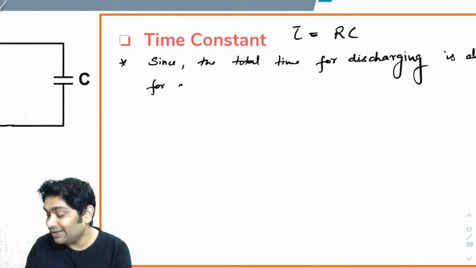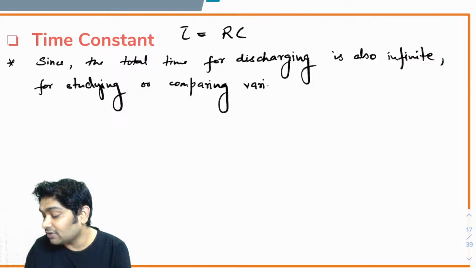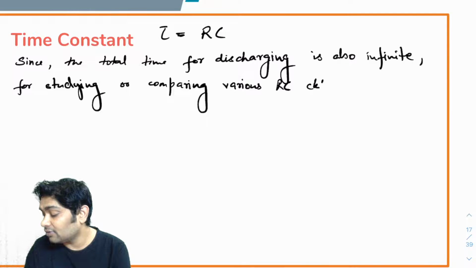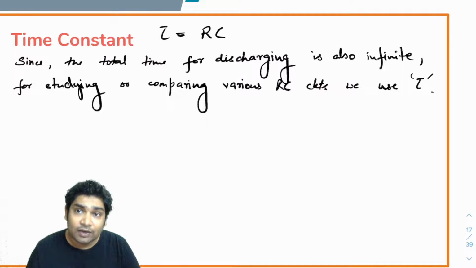For studying or comparing various RC circuits, we use tau. Alright, so whenever we are analyzing or comparing different RC circuits of discharging, we again talk about tau.